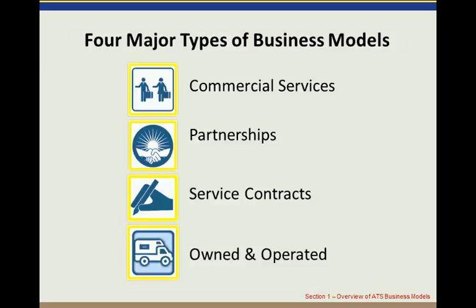So there are really four major types of business models used in ATS delivery. The first is commercial services, the second is partnerships, the third service contracts, and the fourth owned and operated arrangements.